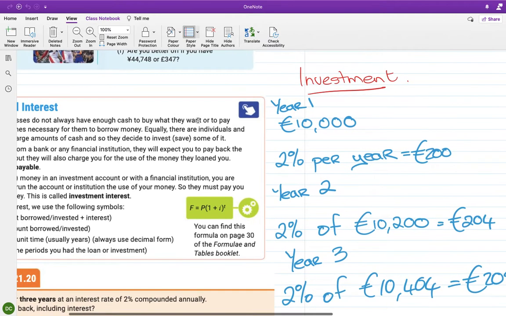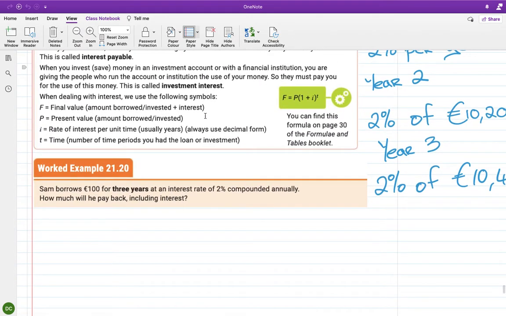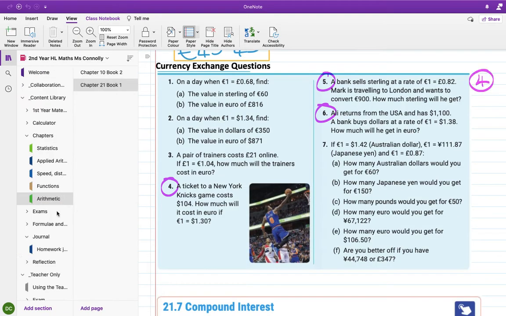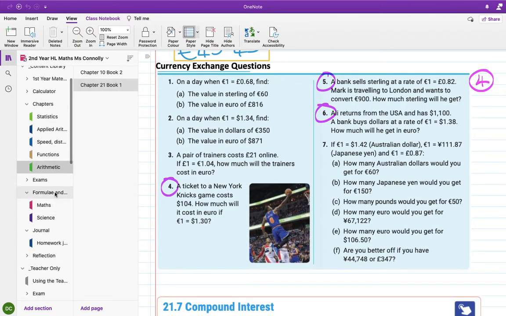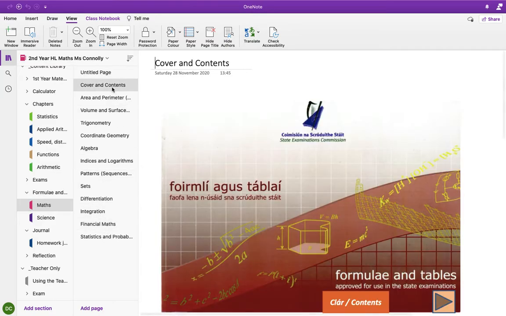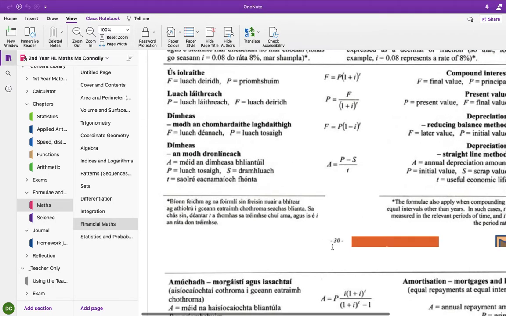Okay, so that's what compound interest is. And how do you do the actual calculations? There's a formula. Okay, so I'm going to show you. Let me just go into your page. So I have the formula and tables book for maths. Coordinate, area, indices, patterns. Oh, there, financial maths. So I think it must be called financial maths in the contents. I hope it is. Yeah, it is. See, financial maths, page 30. So I'm going into financial maths, which is on page 30.